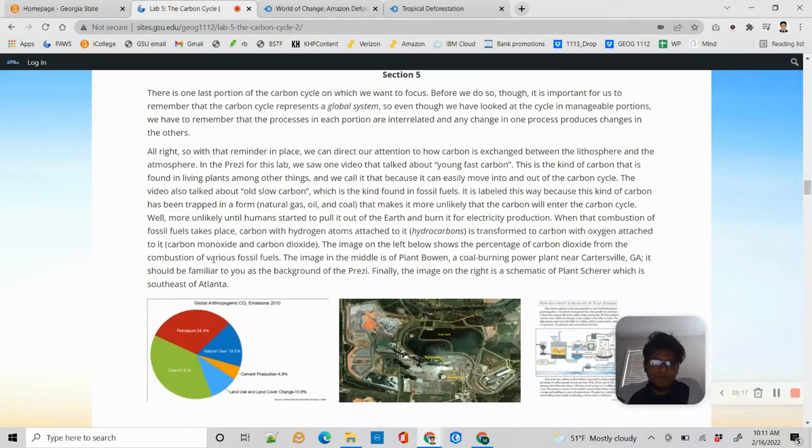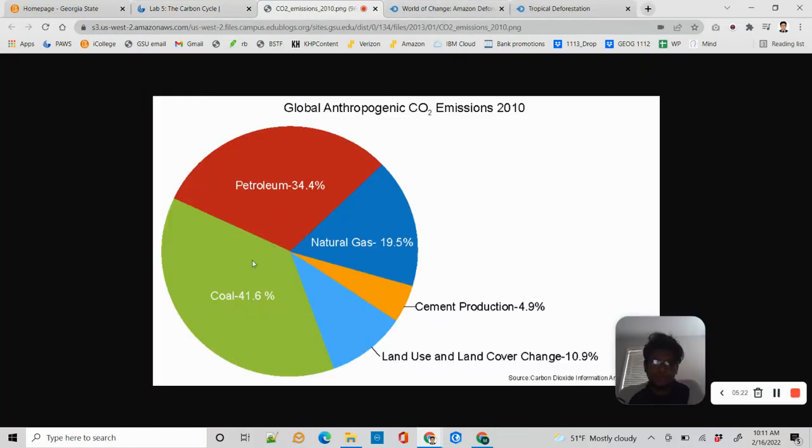So section 5, I've already discussed with you about these. The coal-based power plant is more, and they emit more carbon dioxide here.